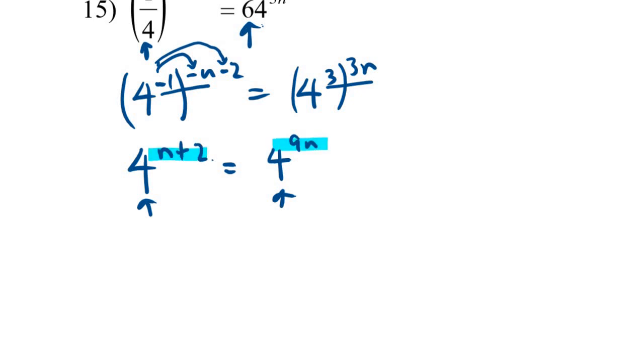And now we can do this: n plus 2 equals 9n. And then we can subtract 9n from both sides.